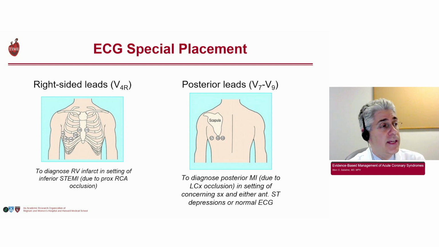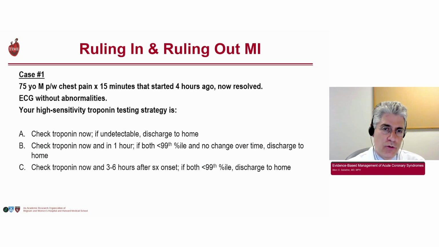Or if the ECG is stone cold normal, while you're working up other causes of chest pain, while you're working up pulmonary embolism and aortic dissection, there can be some MIs that are relatively subtle on a standard 12-lead ECG, and the posterior leads can bring those out. So keep that in the back of your mind if there's something a little odd with the story.